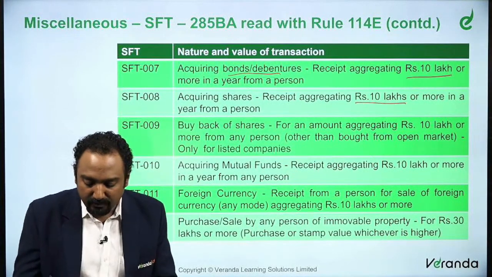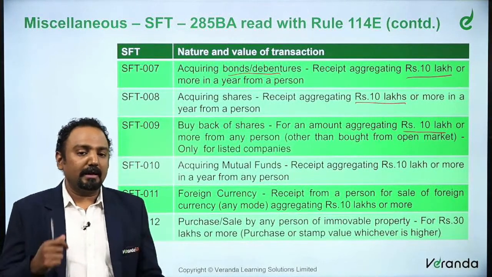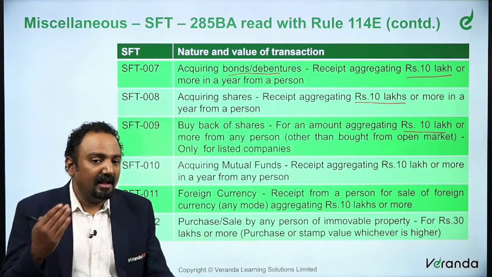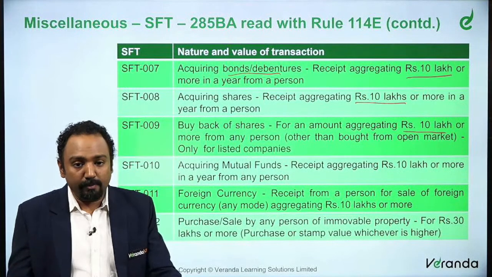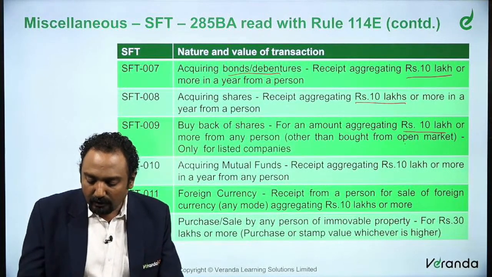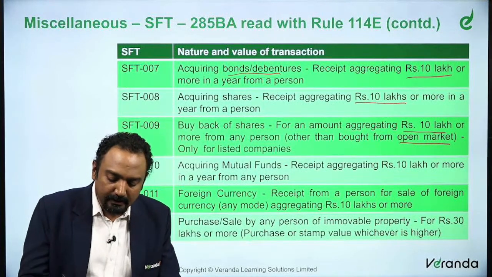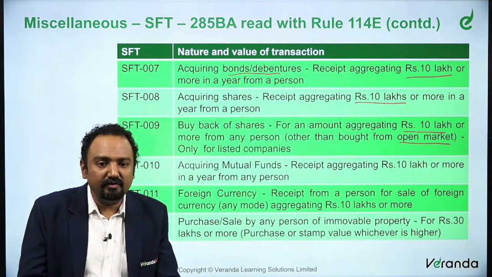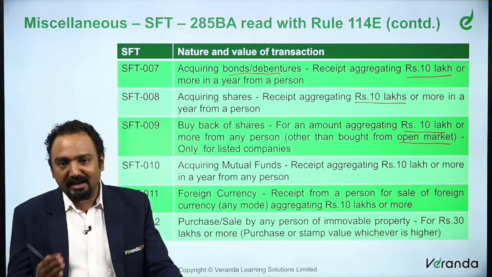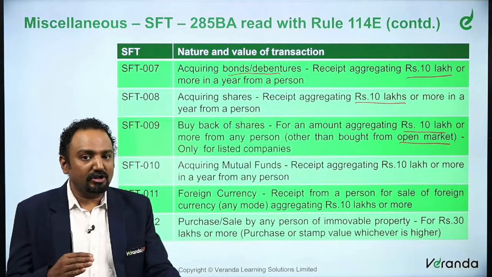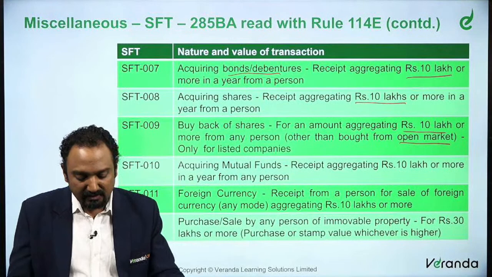And then you have buyback of shares. This is also 10 lakh or more, other than bought from the open market. So, if the buyback of shares is happening internally, which is not happening in the open market. If it is in the open market, it is already tracked. So, whatever is not tracked is what is being listed here. It is only for listed companies. So, if it is a listed company, if there is buyback of shares aggregating more than 10 lakhs in a particular financial year other than through open market, then that also has to be reported in SFT 9.